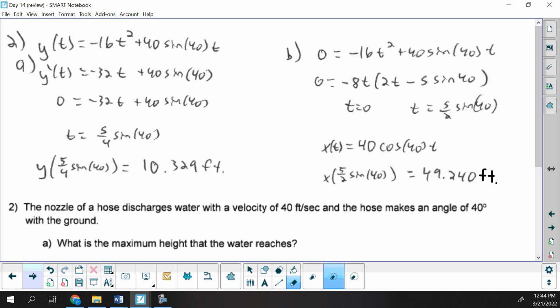You can pull out a negative 8t, set them each equal to 0. The t equals 0 is when it started, when it first left the ground. So we're interested in that 5/2 sine 40. So that's the time when it's going to hit the ground. Fill that value of t into the x equation, and that'll give you the horizontal distance that it travels.